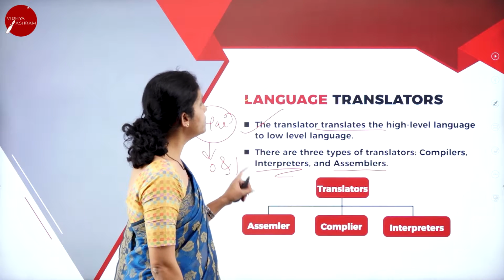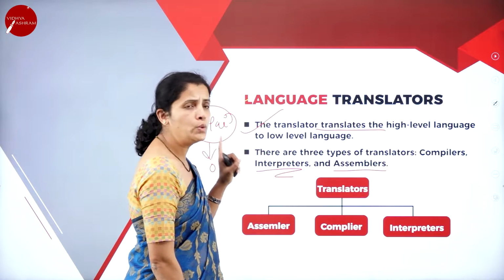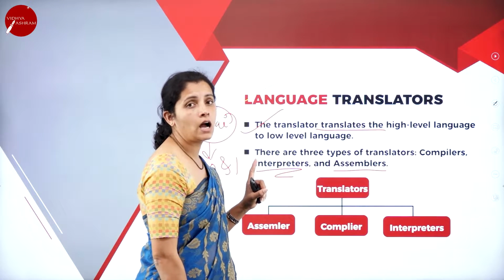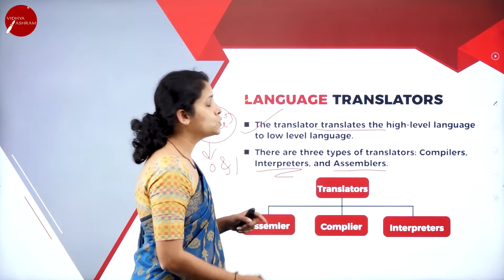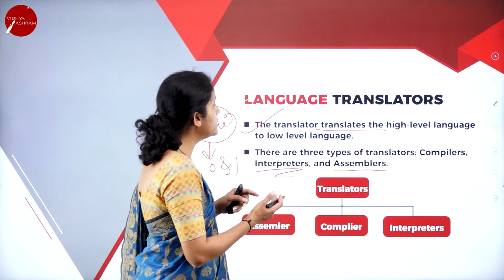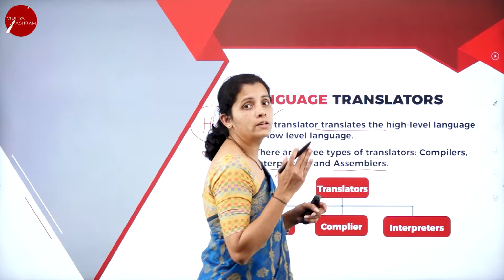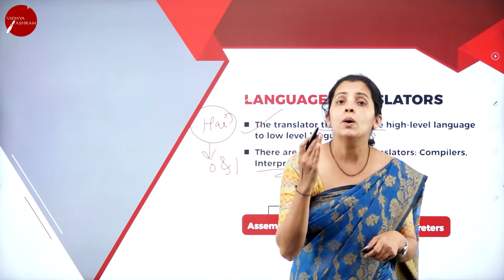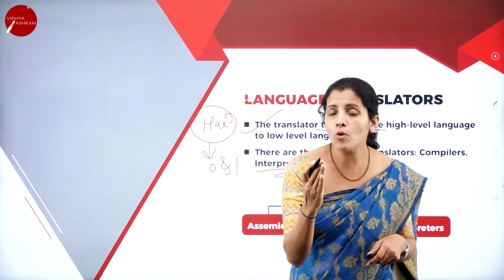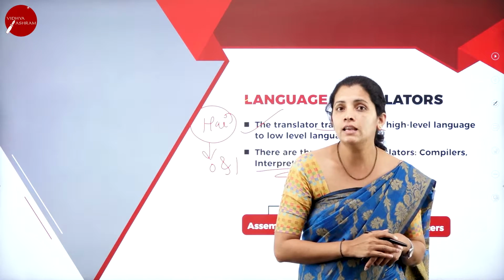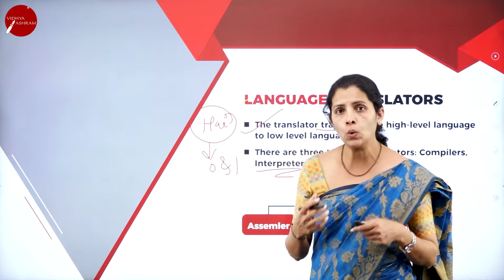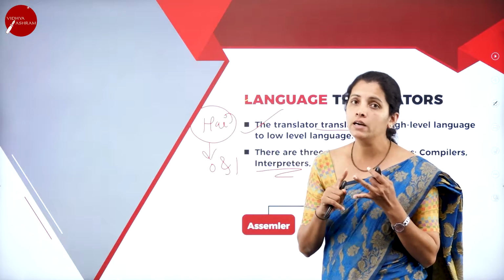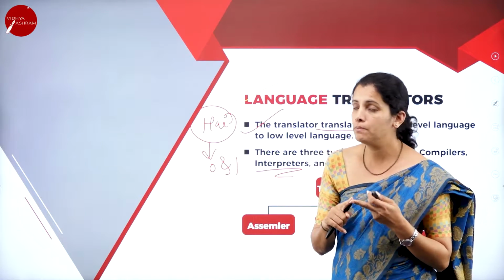So, dear student, from the examination point of view, what is translator and what are the types of translators are very important. So, what is translator? Here, translators are responsible for translating high level programming language to machine understandable form, that is nothing but machine level language or machine code. And we are having three types of translator: compiler, interpreter and assembler.